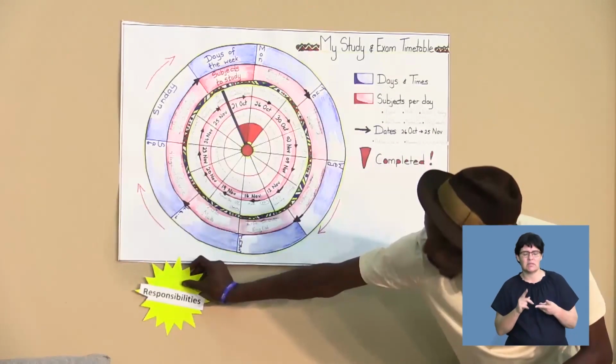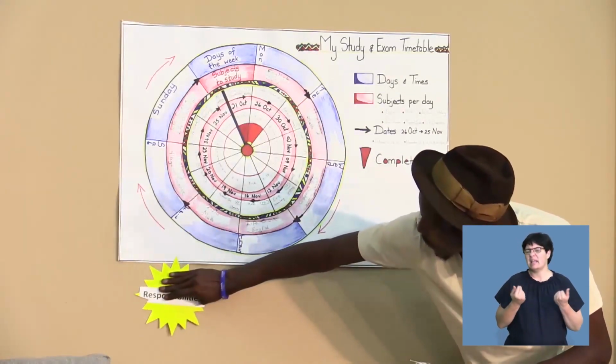So you need to grab a pen and paper right now, and I need you to write down what are your responsibilities. What are your chores at home? We need to look at what are the things that are expected of you. Do you have sports? Do you have extra classes? What do you need to do? Write down your responsibilities so that they can be slotted into your timetable.